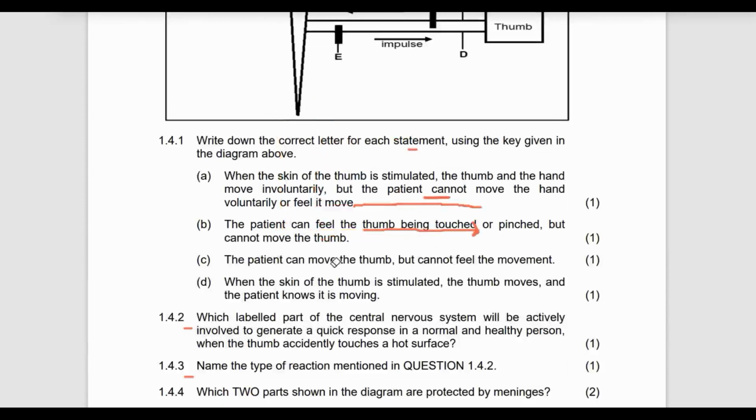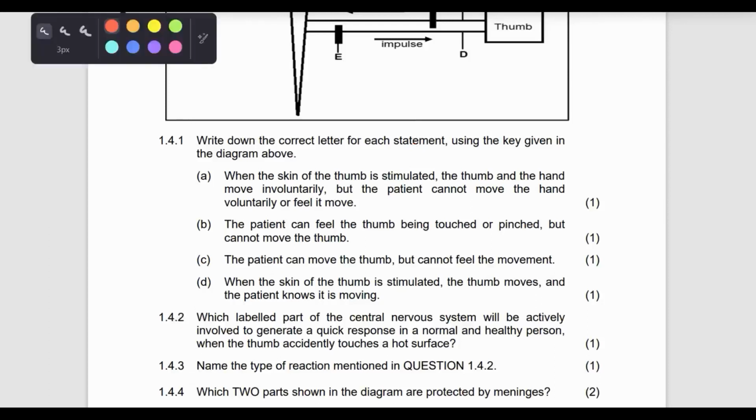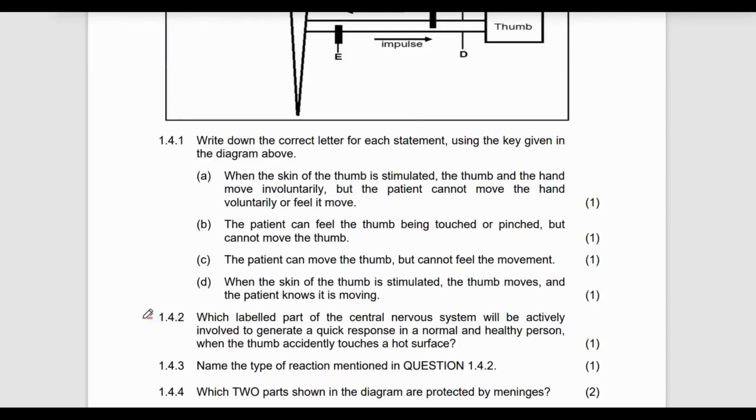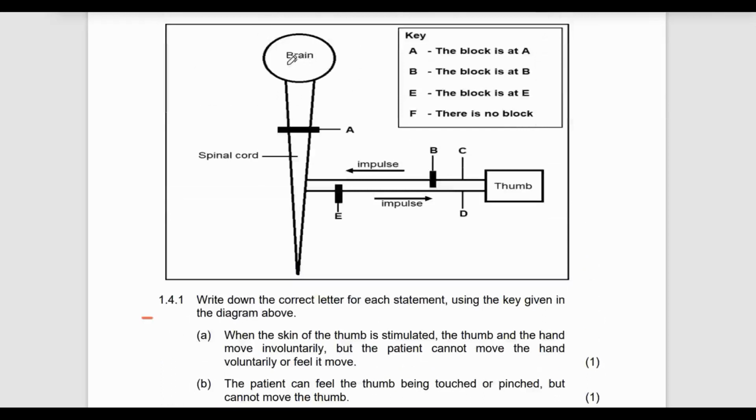Okay, so now let's move to 1.4.2. It says: which part of the central nervous system will be actively involved to generate a quick response in a normal and healthy person when the thumb accidentally touches a hot surface? The question is basically asking which part of the central nervous system. Our central nervous system comprises the brain and the spinal cord. So which part is responsible for what?